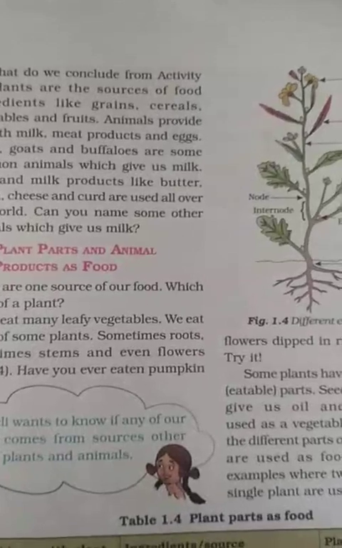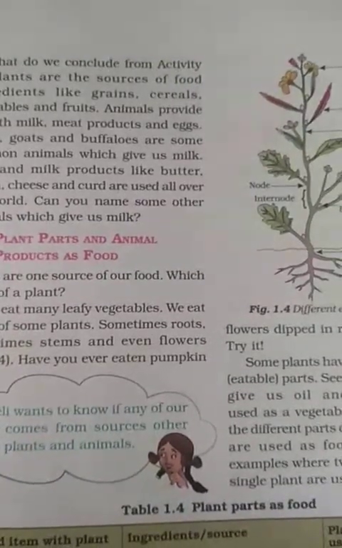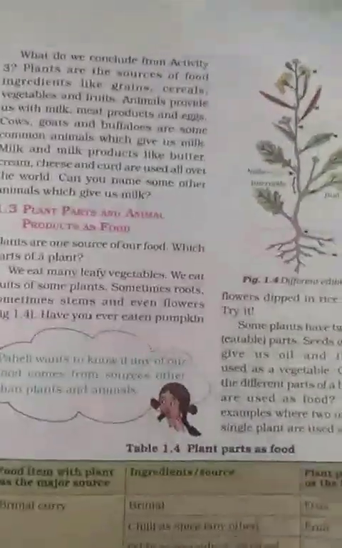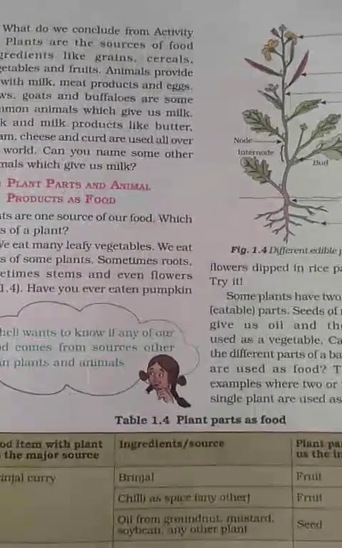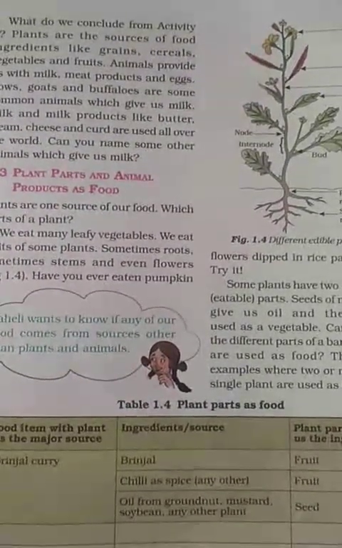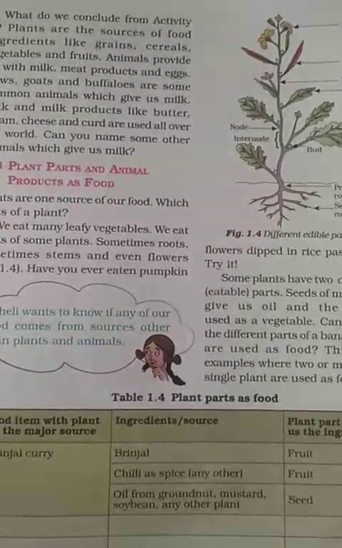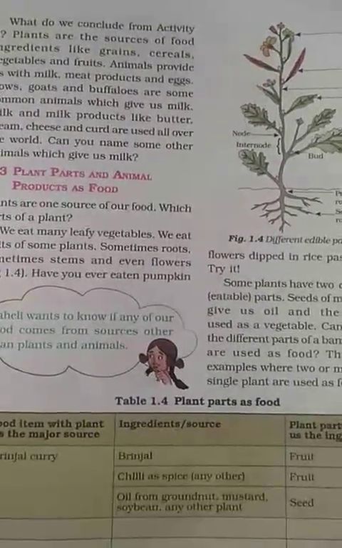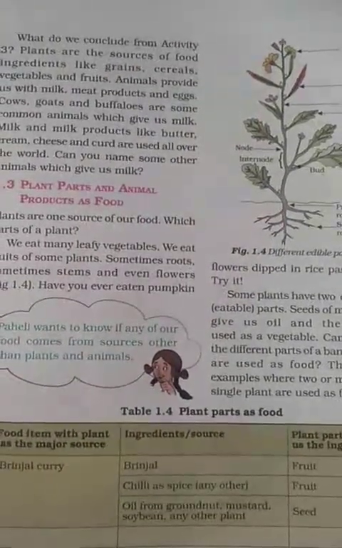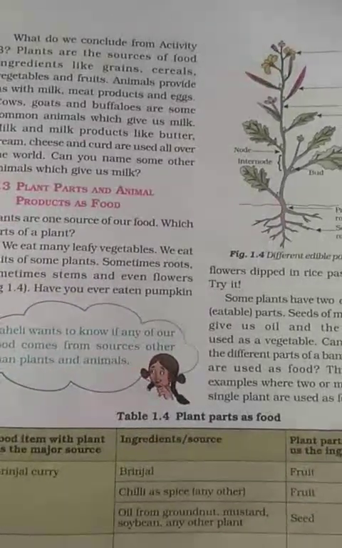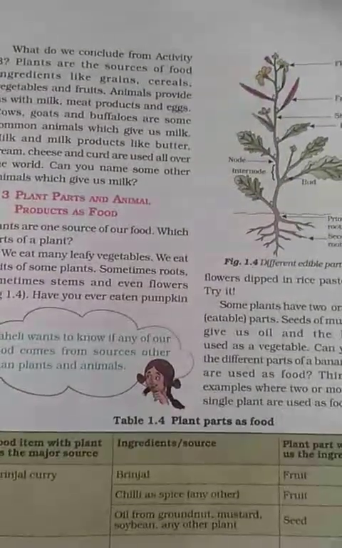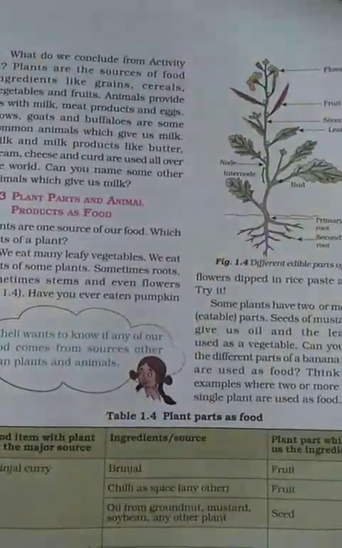Now we will move on to the topic 1.3, that is plant parts and animal products as food. Plants are one source of our food. Which parts of a plant? Do you know which parts of a plant are used as food? We eat many leafy vegetables like methi, spinach, cabbage. We eat fruits of some plants, sometimes roots, sometimes stems and even flowers. Have you ever eaten pumpkin?